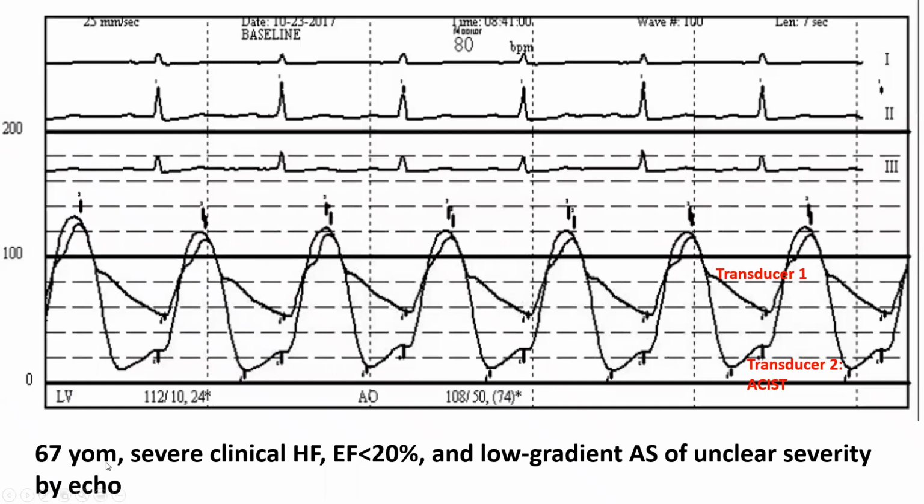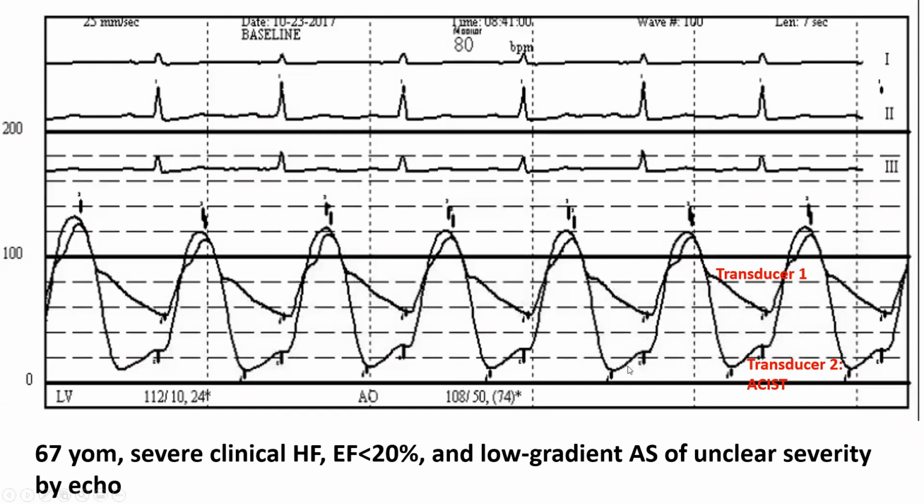That's another case I've done also. This is a 67-year-old man. He has severe clinical heart failure, very low EF, and echo read low gradient AS of unclear severity. Okay. So we did initially a measurement, and we used 2 transducers. One is a standard transducer, the other one is the assist automatic injector transducer. So we got this recording. Initially, it seemed there is almost no gradient at all. Didn't make sense to me.